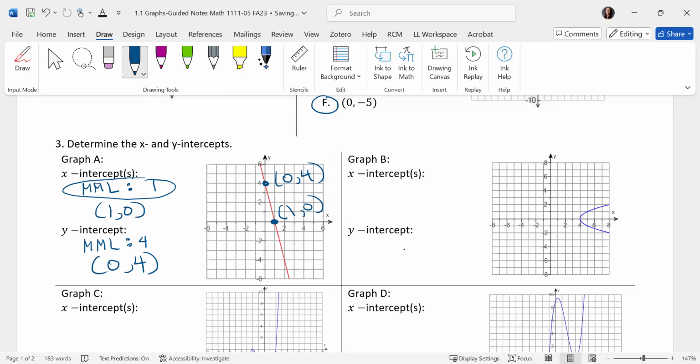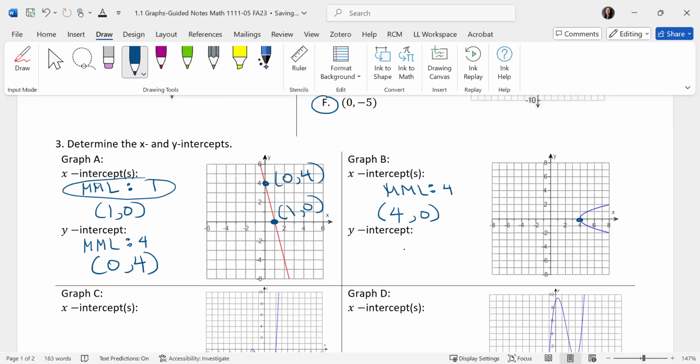Okay, let's look at graph B. Here we have this shape that goes kind of sideways, opening up sideways. So you can see the x-intercept. Again, in MyMathLab, you're only going to type in 4. But as an x-intercept, as an ordered pair, we write it as 4, 0. Though the y-intercept, you can see that the graph doesn't cross the y-axis.